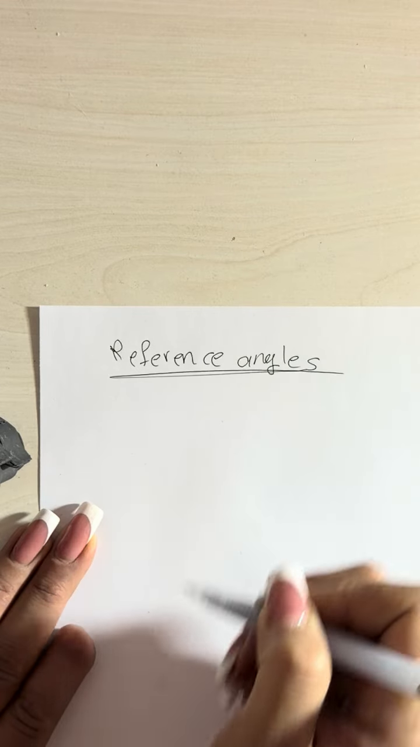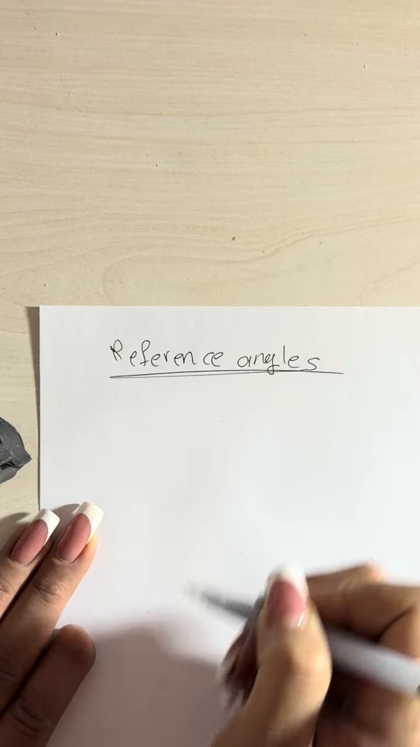So for reference angles, we have two conditions. It has to be positive and acute angle. What does it mean, acute angle? So that means less than 90. Okay. So now let's take any angle in second, third, and fourth quadrant. The angles in the first quadrant, they will stay the same.